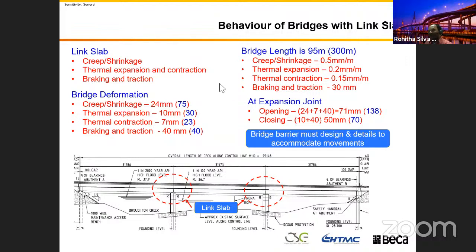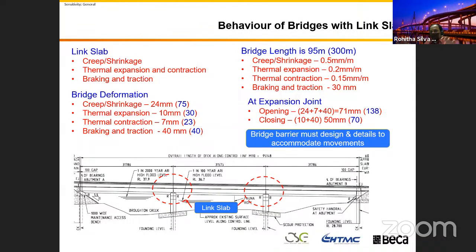Then I will quickly run with you the behavior of the bridge with link slab, because the reason I got this example is that this is a very common form of construction. You see, I put those limitations. You can understand that one now.